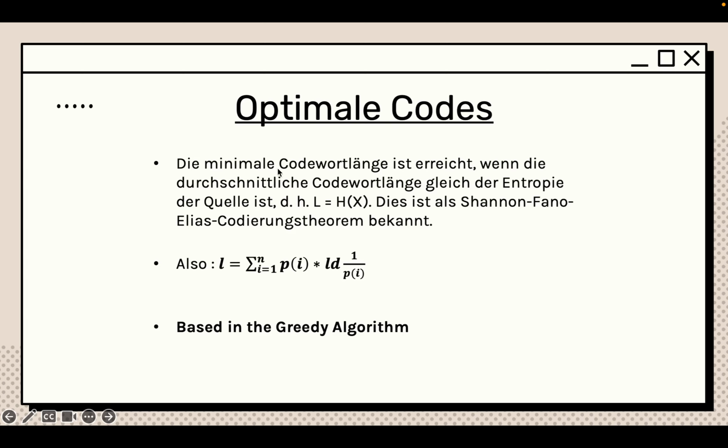We can say here again, die minimale Codewortlänge ist erreicht, wenn die durchschnittliche Codewortlänge gleich der Enthalpie der Quelle ist. Das heißt L gleich Hx. Dies ist das Fano-Elias Codierungstheorem bekannt. So L is equal to this whole chimichanga.